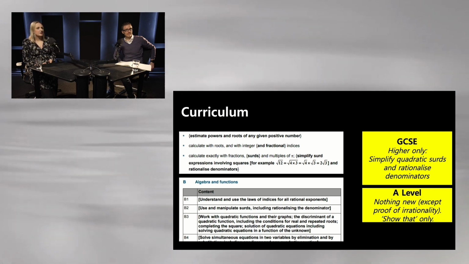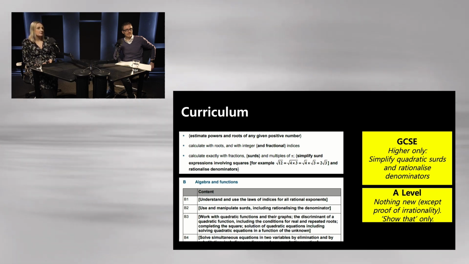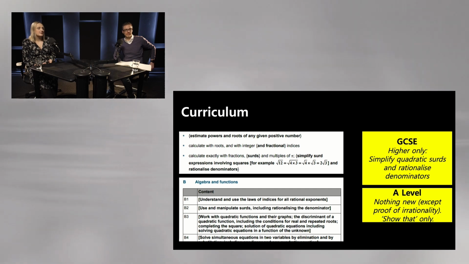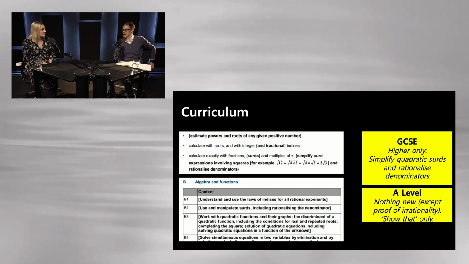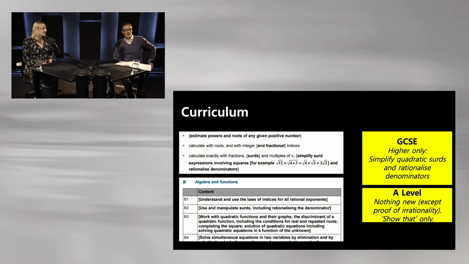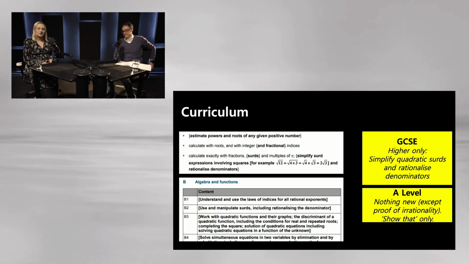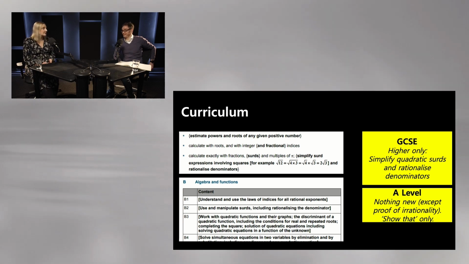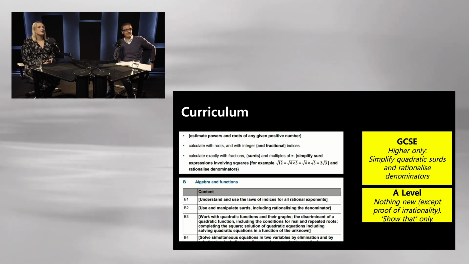At A-level, there's nothing new for surds, although we know they use them throughout. It does say use and manipulate surds, including rationalise a denominator. That would have to be a show that question at A-level because they do have calculators now. Obviously, those of us that used to teach the old C1, surds was huge, and a lot of students struggled with their fractions and surds, and it meant that they found the whole paper difficult.